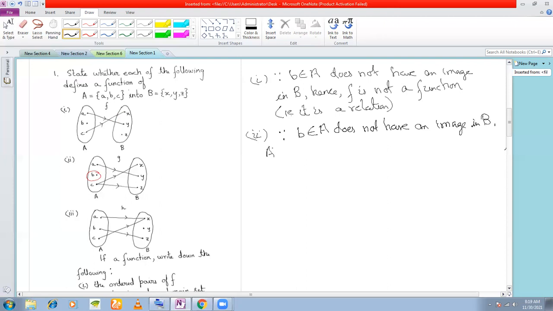Also, there's another thing that you can see. See that the element C does not have a distinct image. C is being mapped to X, and C is also being mapped to Z. So does C have a distinct image? No. What is the image of C? There cannot be two, because we are talking about a distinct image. It has to be one image, right? Also, C belongs to A, and does not have a distinct image in B.